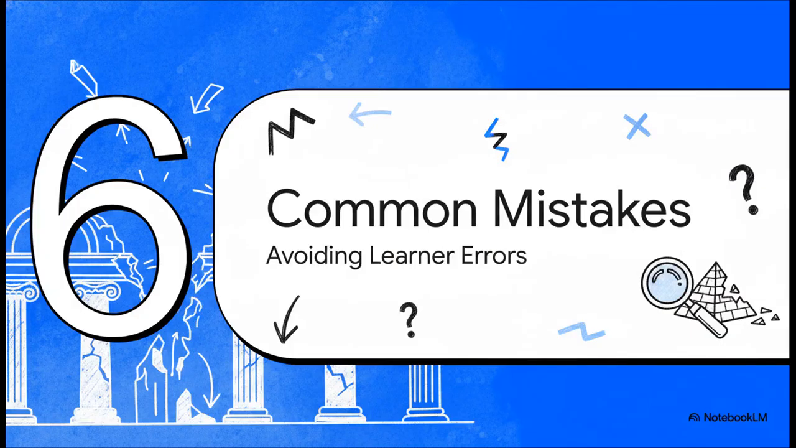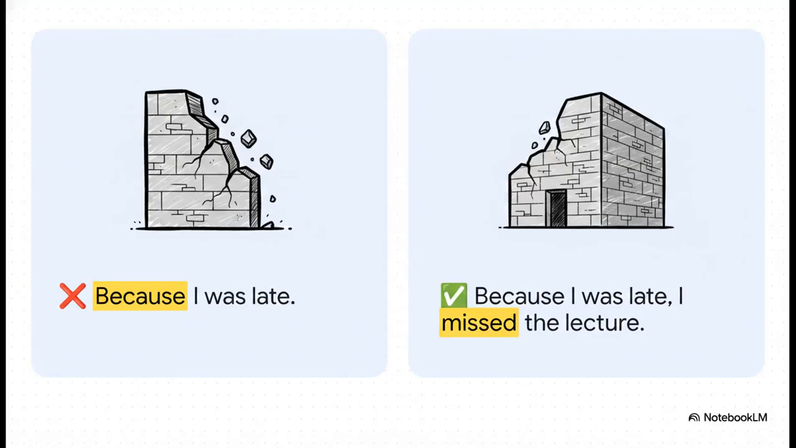Section 6. Avoiding common learner mistakes. Now, building complex structures definitely means there's more room for error. Take a super classic mistake. Because I was late. A lot of learners will just punctuate this as a complete sentence. But with your X-ray vision, you instantly recognize that this is a dependent clause. It has a subject and a verb, sure, but that word because traps it. It's a fragment. To fix that structural integrity, we just attach this dependent room to an independent one. Because I was late, I missed the lecture. Much better. Now it stands strong.